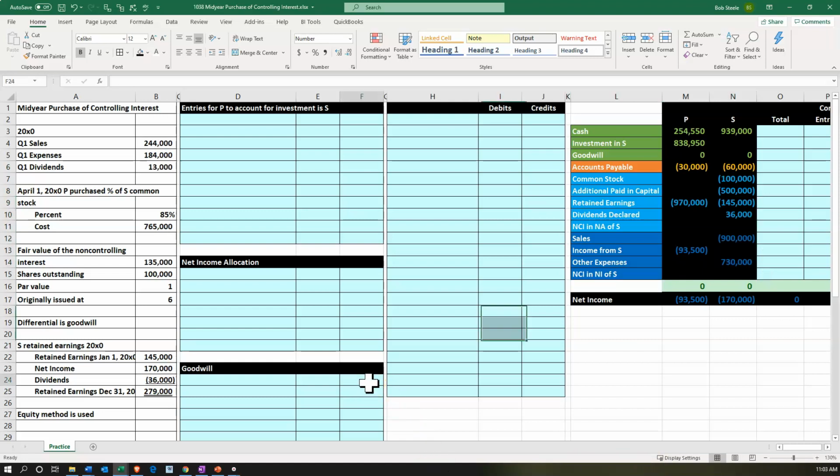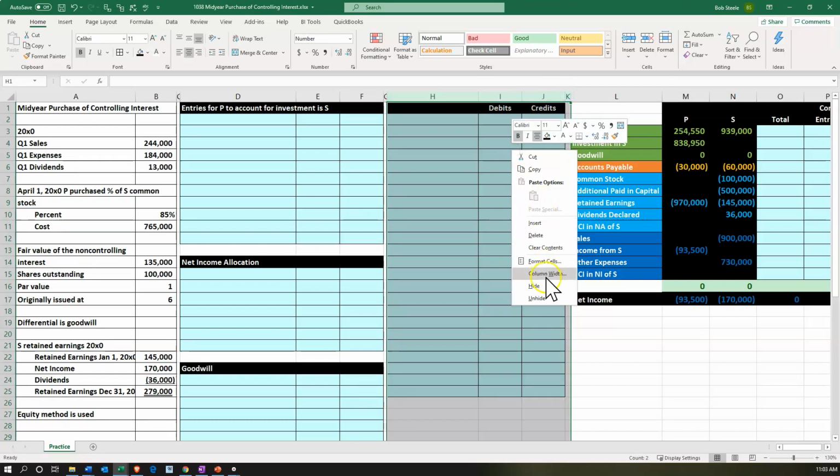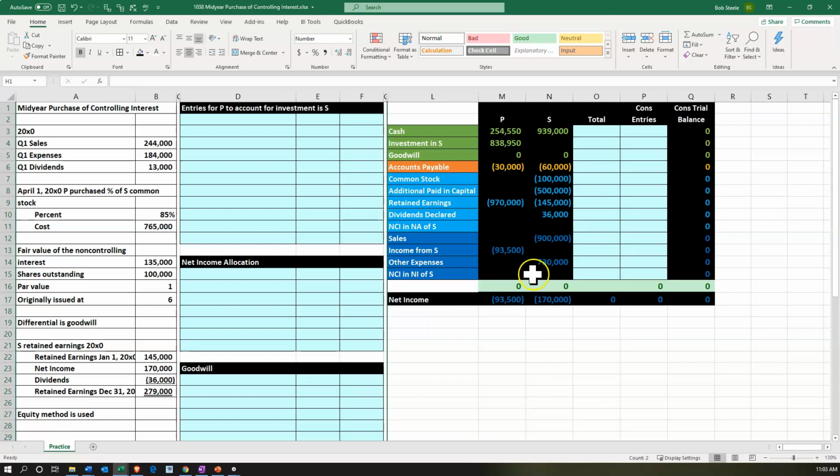Now we're going to do the equity method, which P, the parent, is going to use for accounting for S. Let's first consider that equity method. To do so, let's hide some cells. I'm going to hide some cells from H to K. So we select H to K, let go, right click the selected area and hide.